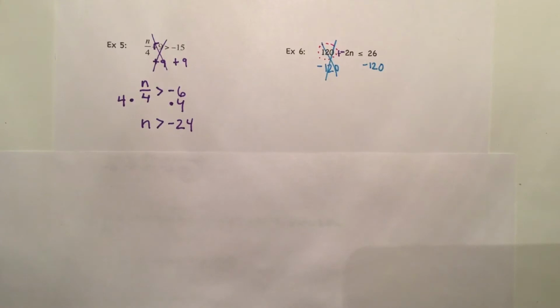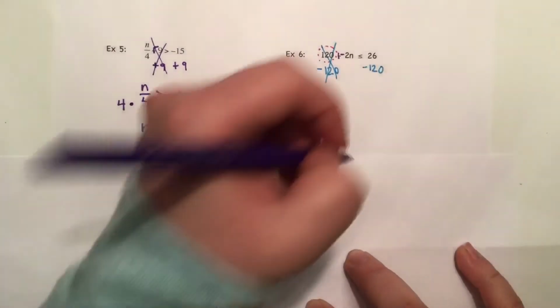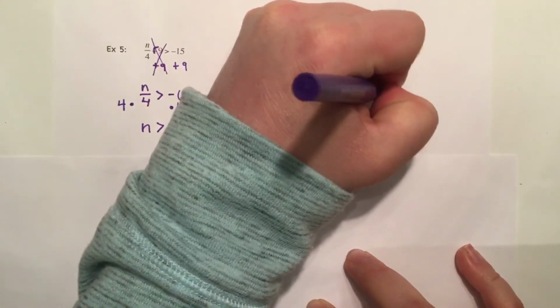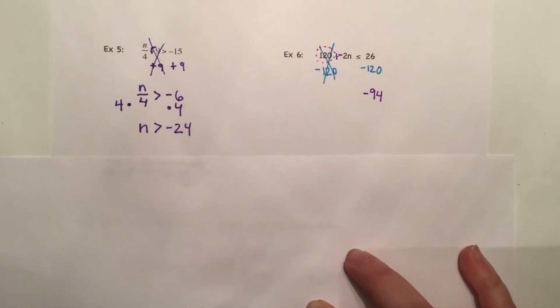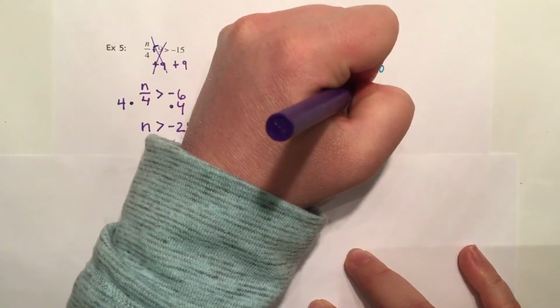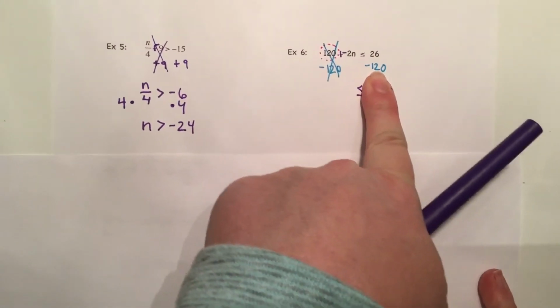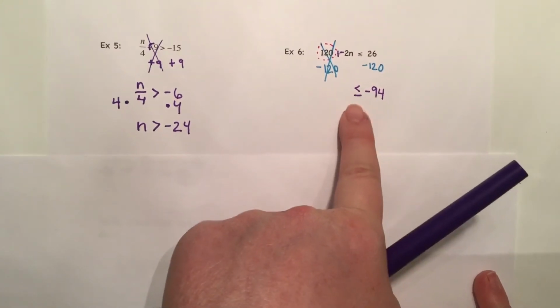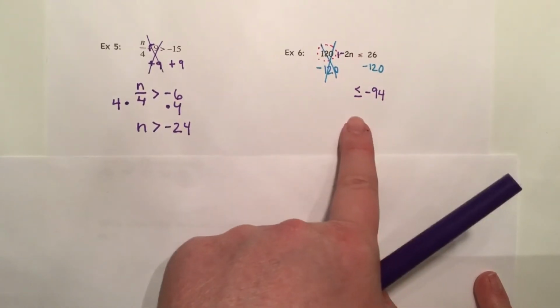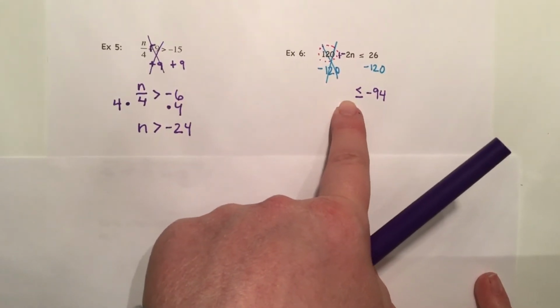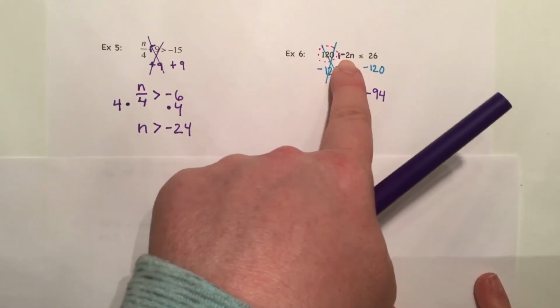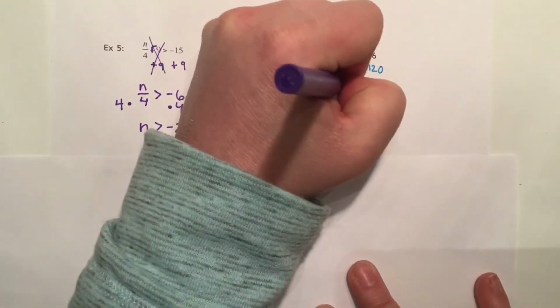And on the right-hand side, I am getting 26 minus 120, which should be negative 94. Okay? My sign is staying the same because I'm only subtracting 120. So my sign is going to stay identical. And on the left-hand side of my sign, I have my negative 2n left over.